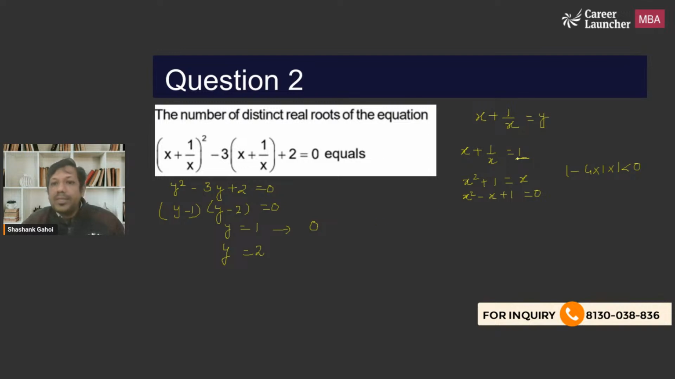Now, instead of 1, I'm going to plug in 2. So x plus 1 upon x equal to 2. So from here, I'm going to get x square plus 1 equal to 2x. So I'm going to get x square minus 2x plus 1. Now, you can directly see that it is (x minus 1) whole square. So how many roots am I going to get from here? We are going to get only one root. So this gives me only one root. So the number of distinct real roots is going to be 0 roots plus 1 root. So the answer of this question is going to be 1. So the number of distinct real roots is 1.